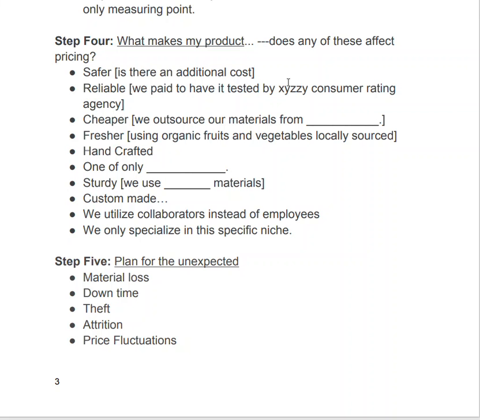Now, here's another one. We paid to have it tested by XYZZY, consumer rating agency. All of this stuff you're saying, hey, look, this is how I know my stuff is better. This is why I can come in with this value pricing, because my stuff is better. But there's a cost associated with getting that stuff tested. All right. Are you cheaper? Think about this.